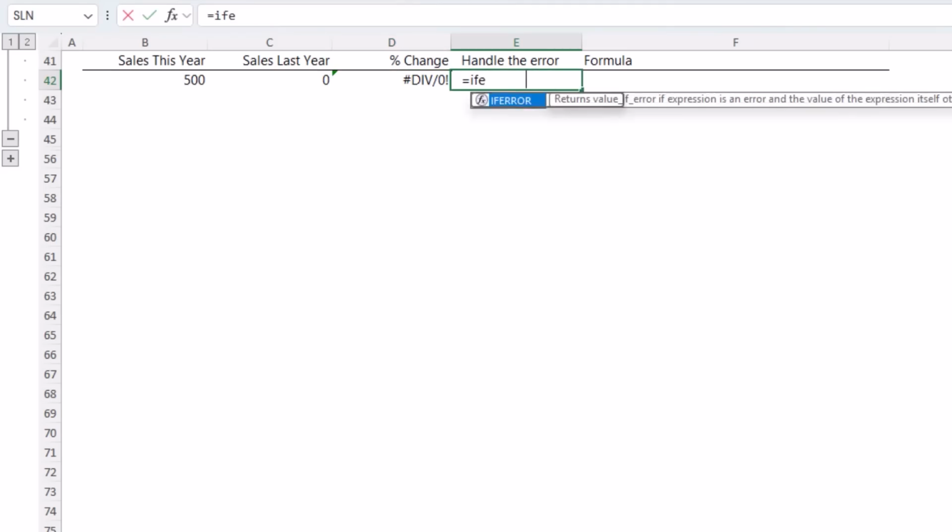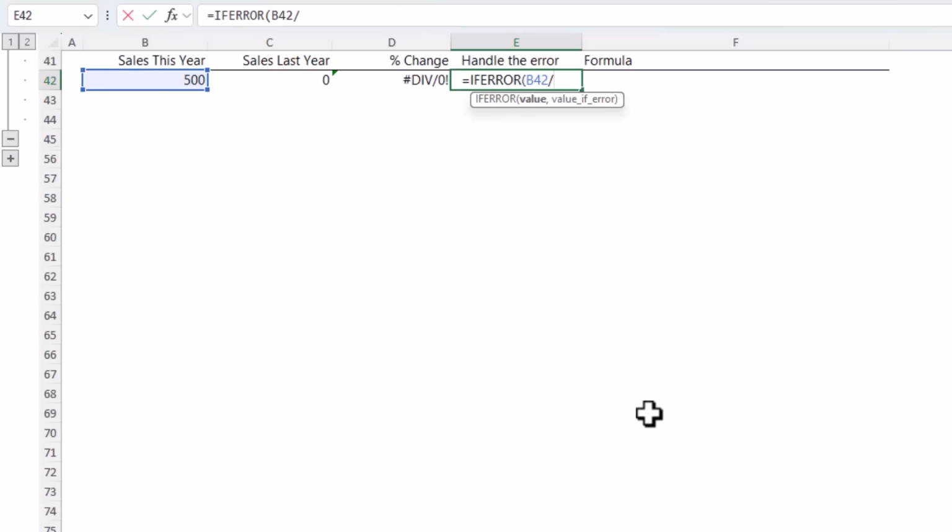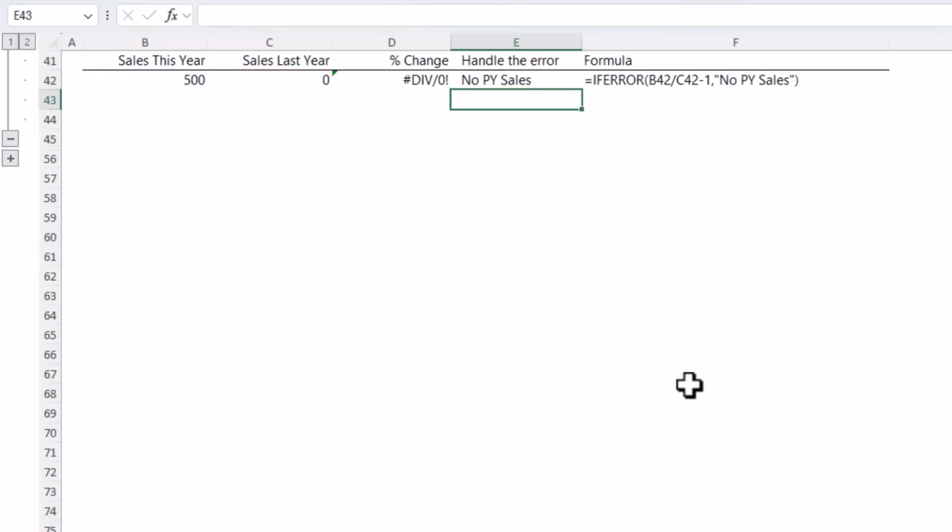Equals IFERROR, take sales this year, remember new number divided by old number minus 1, comma, and then if it's an error, we can return an explanation. For example, no prior year sales, close parentheses, and we get the text returned. This way, anyone reading your spreadsheet immediately understands what's going on without confusion.